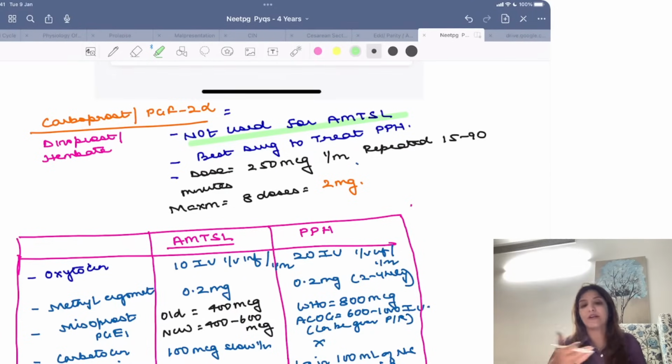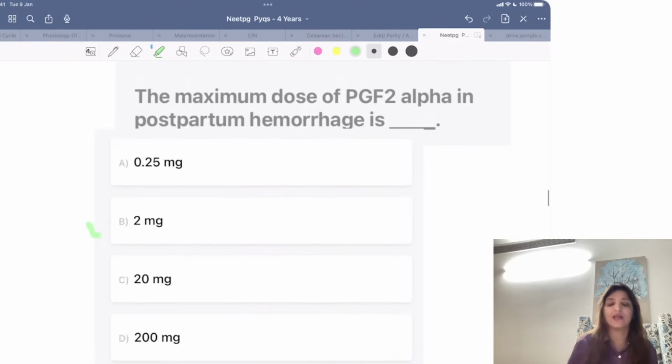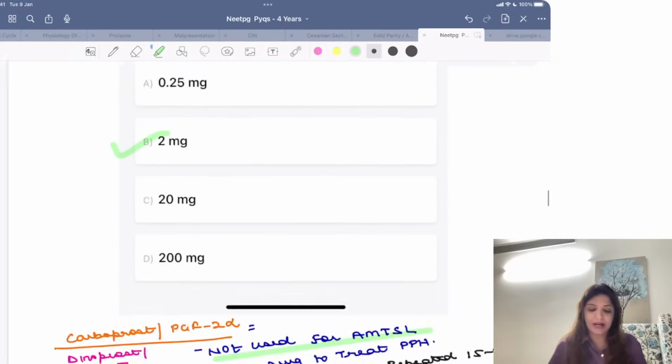That means for active management of third stage of labor. Now for Carboprost, remember, for active management of third stage of labor, you never use Carboprost. You use it only for treating PPH, and you have to give 250 micrograms IM. You can repeat this dose after every 15 to 90 minutes, and maximum you can repeat it up to 8 doses, that is 2 milligrams. That was a pretty easy question asked by NEET, that it is 2 milligrams, right?